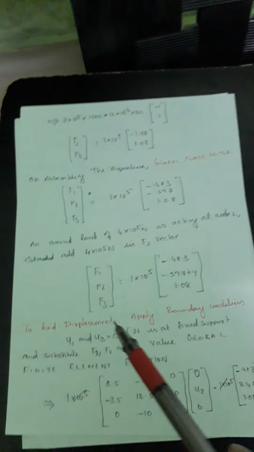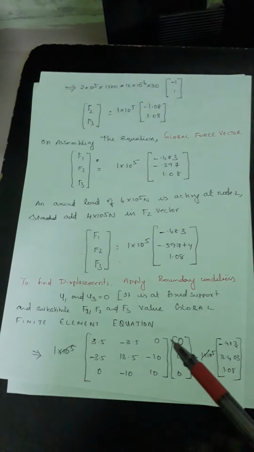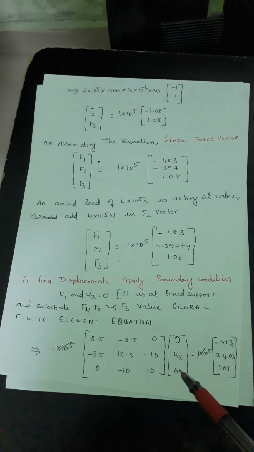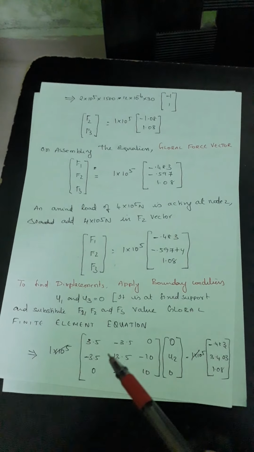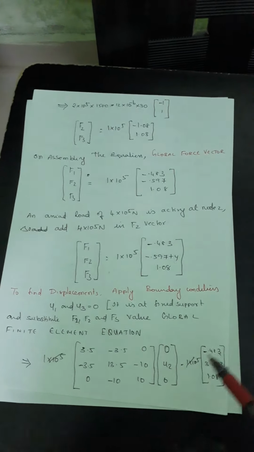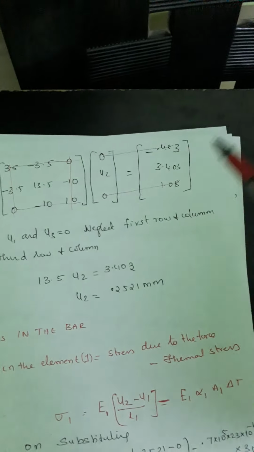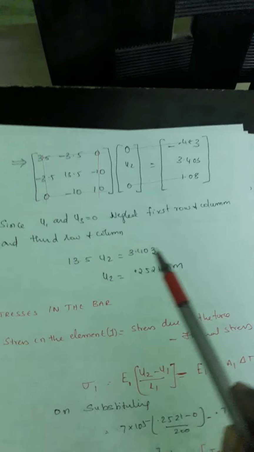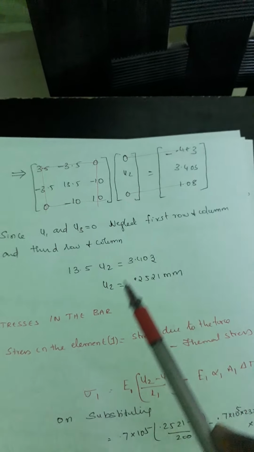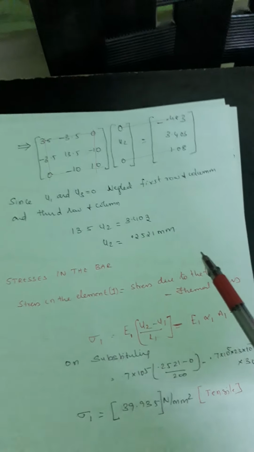Then to find the displacements, I have already told you that U1 and U3 are 0. So this column and this column go off. Only 13.5 remains and this value remains. All the things get cancelled. Only U2 remains. So 13.5 U2 is equal to 3.403. U2 is equal to 0.22511.